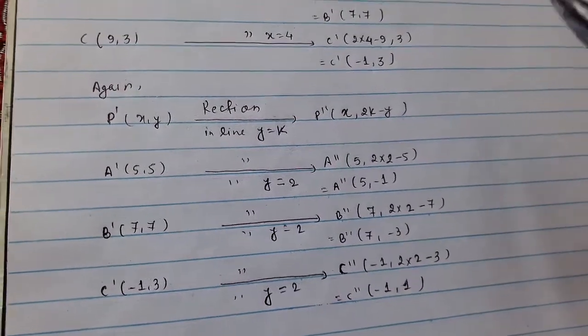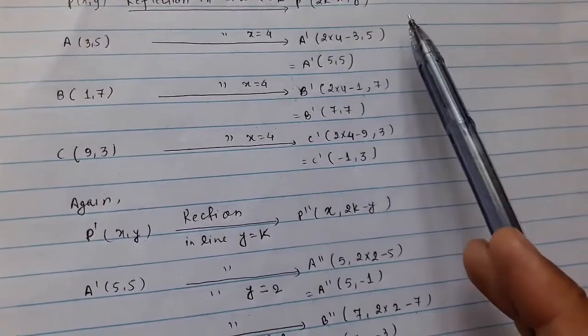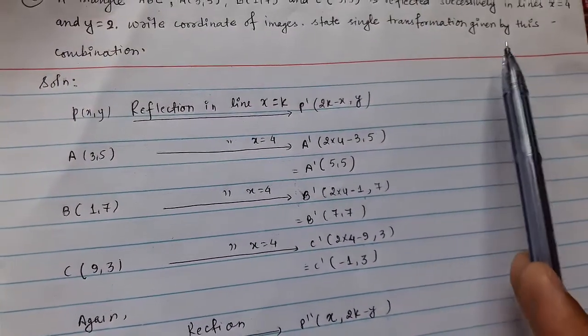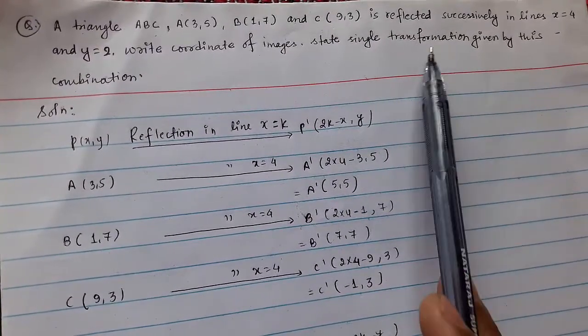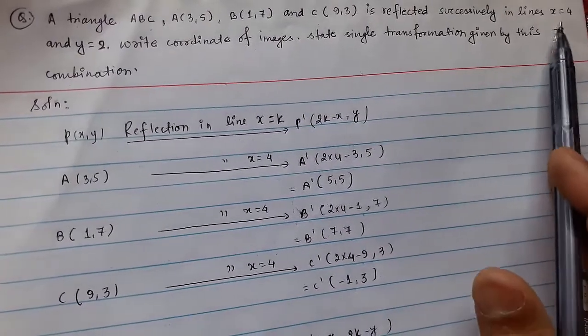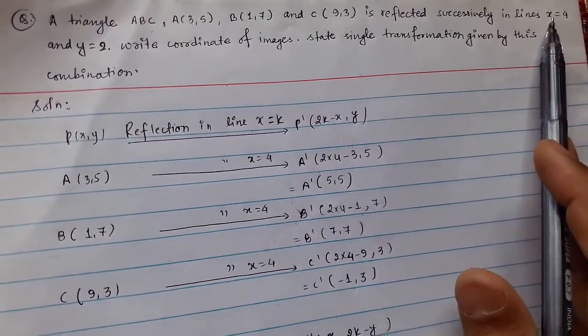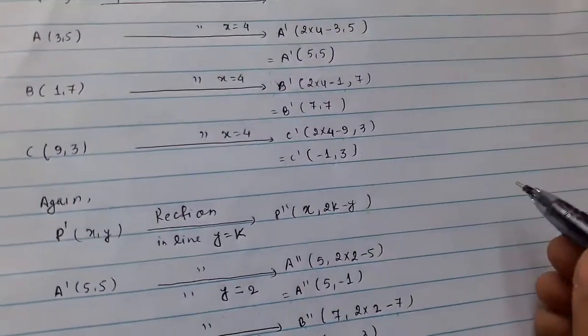So let's go on to this question. I'll talk generally in another tutorial. For now, we start with the single transformation. First, let's draw the axes of reflection and see whether they intersect or not: x equal to 4 and y equal to 2.